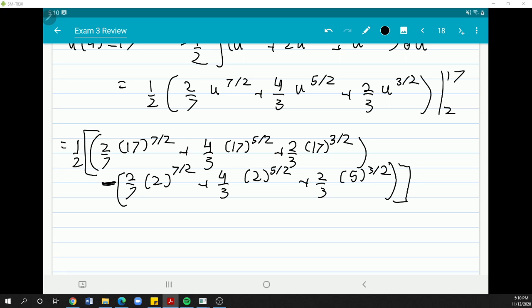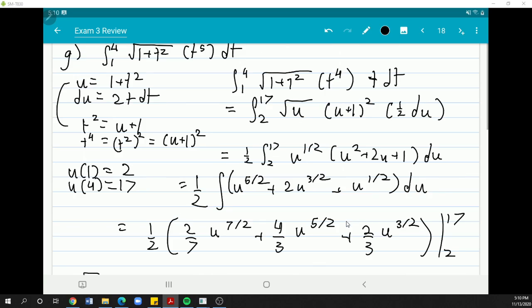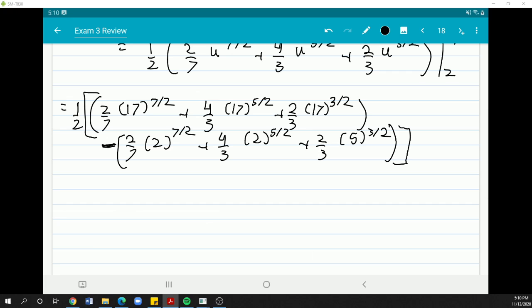And that's how it goes. So this one was really tricky, probably harder than what I would be willing to put on an exam, but still a good example of this idea with u substitution.